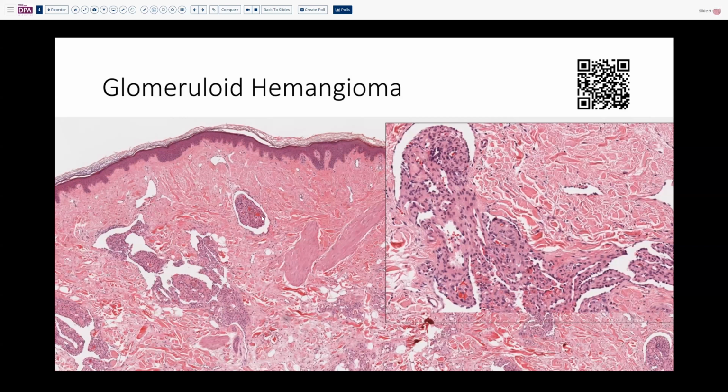Now, a similar sort of process is glomeruloid hemangioma. And as, of course, you can see from the distinctive architecture here, why this has the name it has.